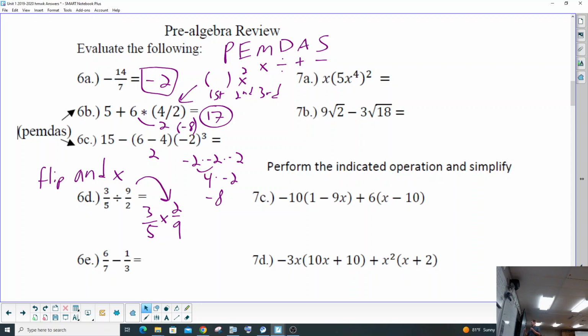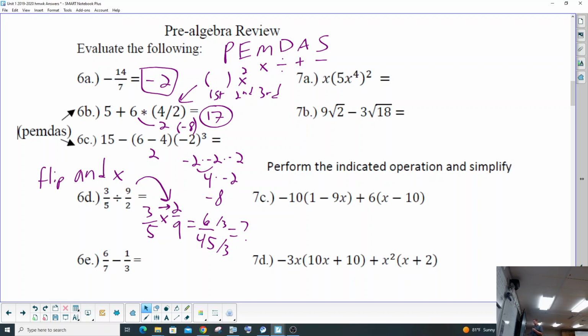Cool. Don't forget to reduce it. To multiply, go straight across. So 3 times 2 is 6, and then 5 times 9 is 45. And that can be reduced by dividing by 3. So don't forget to do it.